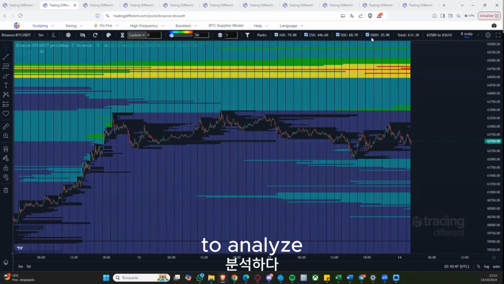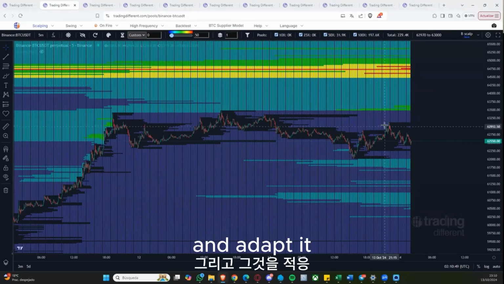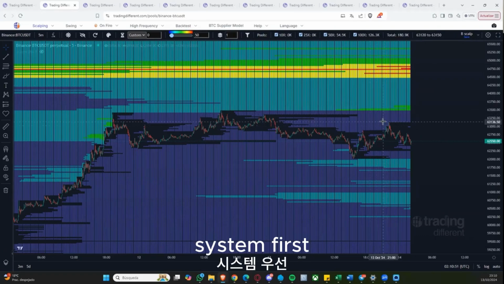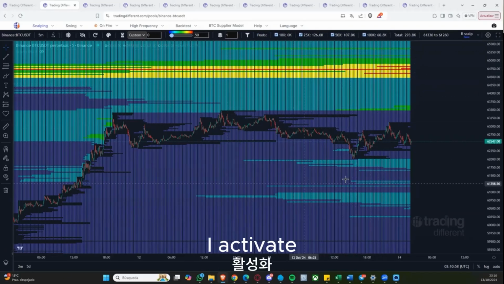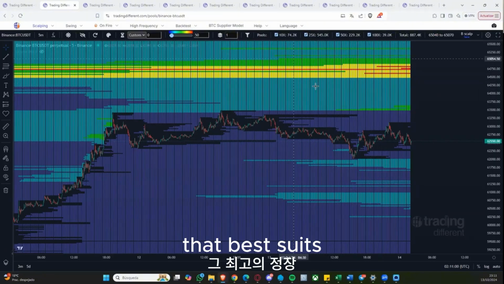It is ideal to analyze all liquidity before trading and adapt it to my trading system. First, I get a clear picture of all available liquidity. Then, depending on what I'm going to trade, I activate the leverage level that best suits my strategy.